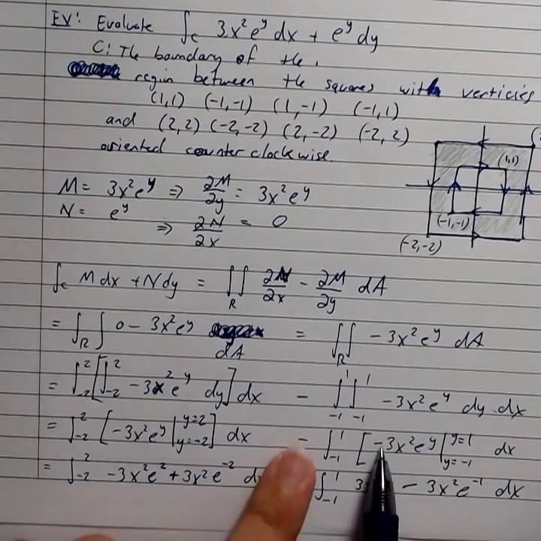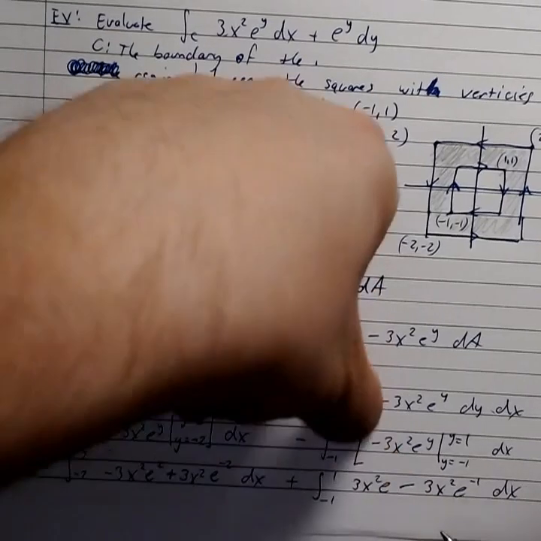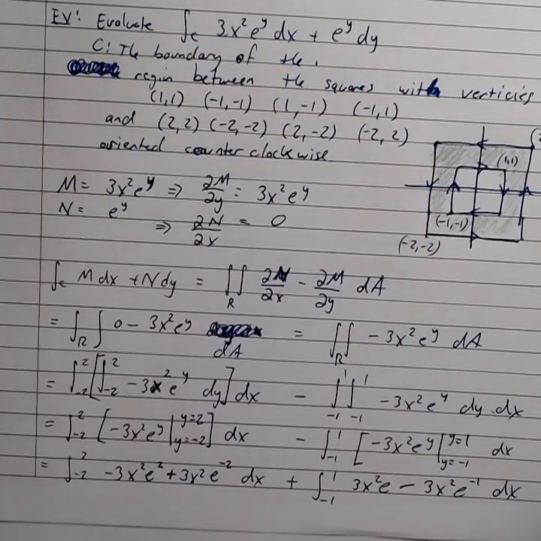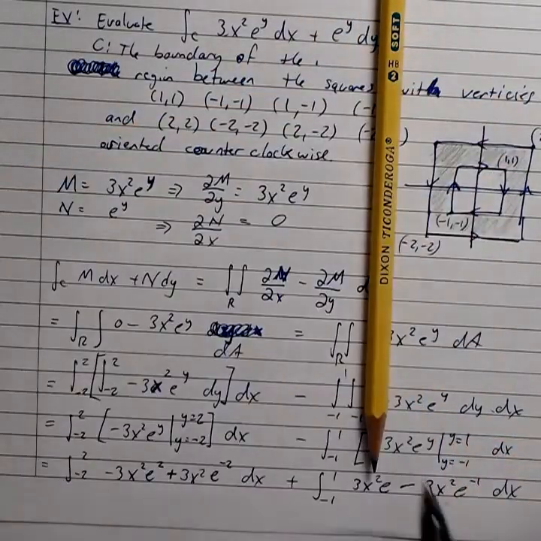Here, these two minuses become a plus out here. And so now I have just this, this, and if I take 3x squared e to the y and I plug in 1, it gives me that. If I plug in minus 1, it gives me this, and then I can subtract. So now we're just about done here.